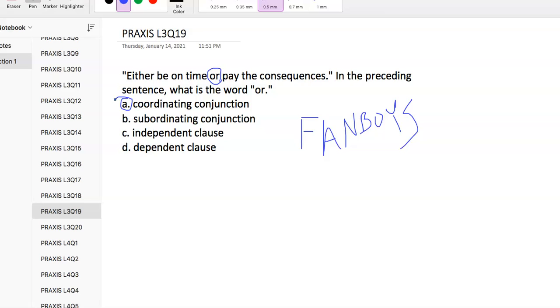Right? So if you get any of those 7 words, then you think coordinating conjunction. If you can remember fanboys and what each of those letters stands for, then you're really good to go on anything that's coordinating conjunction. Very common question. I would not be surprised at all that you saw it. It is worth memorizing.